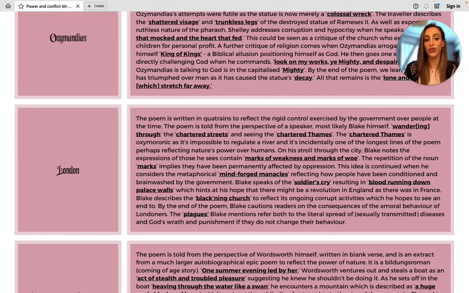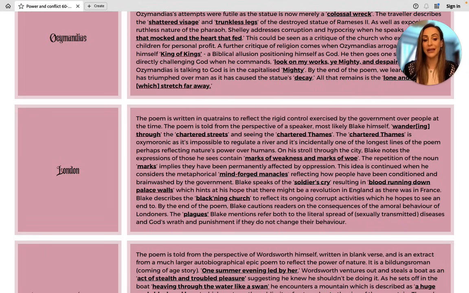On his stroll through the city, Blake notes the expressions of those he sees contain marks of weakness and marks of woe. The repetition of the noun marks implies that they have been permanently affected by oppression. This idea is continued when he considers the metaphorical mind-forged manacles, reflecting how people have been conditioned and brainwashed by the government. Blake speaks of the soldier's cry resulting in blood running down palace walls, which hints at his hope there might be a revolution in England as there was in France.